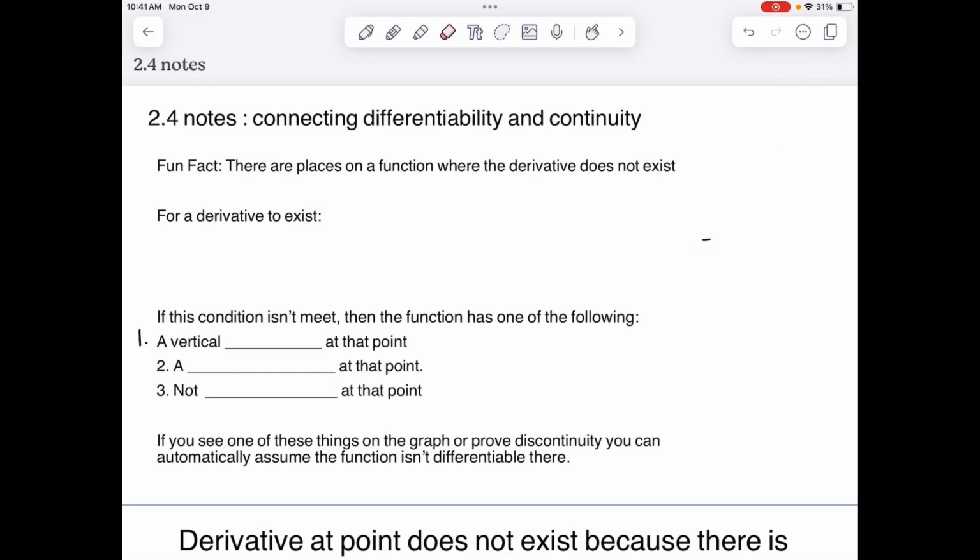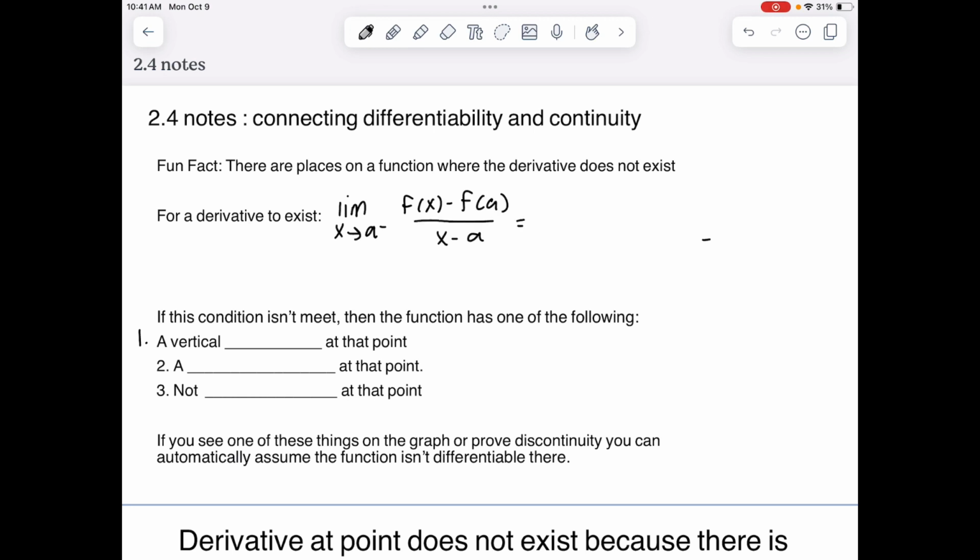Today we are talking about differentiability and continuity, and we're connecting the two. So, a fun fact is there are places on a function where the derivative doesn't exist. In order for the derivative to exist, the left-hand derivative has to equal the right-hand derivative.